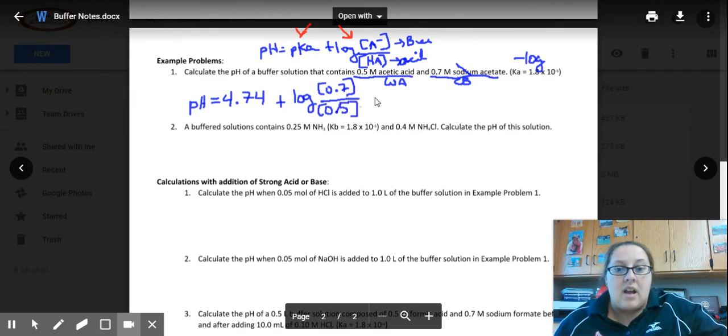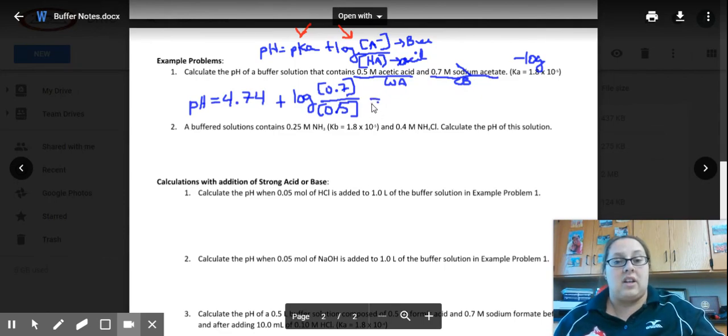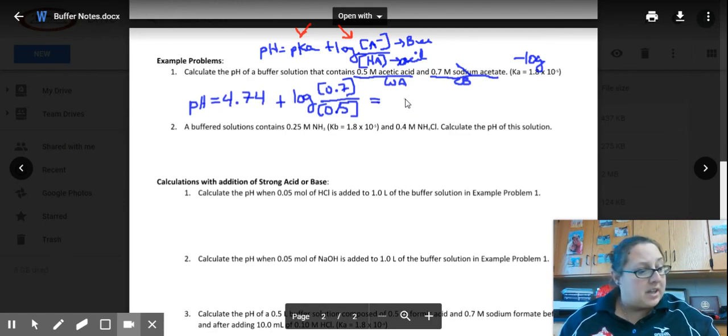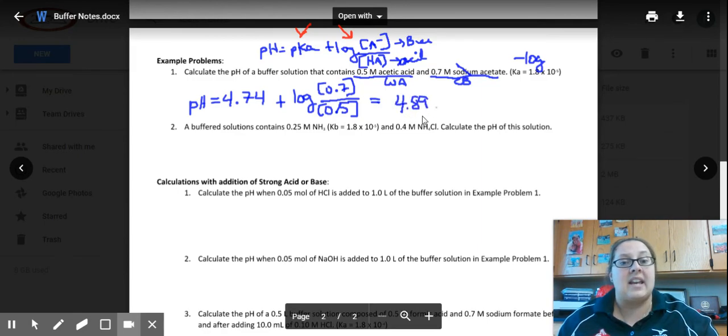Now I'm going to work through my calculation. Notice how this is just a buffer solution sitting there. I haven't added strong acid or strong base at all. So I'm just making my buffer solution. It's just sitting there waiting for one of those invaders to come in. That's why this calculation is pretty simple. So 0.7 over 0.5, take the log of that, add 4.74. You end up getting a pH that is 4.89. So that's our answer for example problem 1.